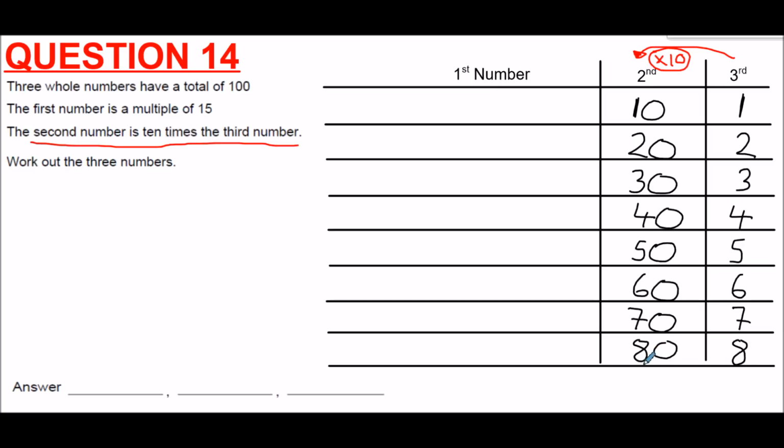But just remember, if you went up to 9 and 90, that would give a total of the second and third of 99. Because the total of the numbers has to equal 100, that would mean the first number would have to be 1, which is obviously impossible. Once you know that the total has to add up to 100, the first number we can work out by doing 100 minus the first number minus the second number, and just seeing what it is. The only thing about the first number is it's got to be a multiple of 15. It's got to be in the 15 times table, but we can try that out after.